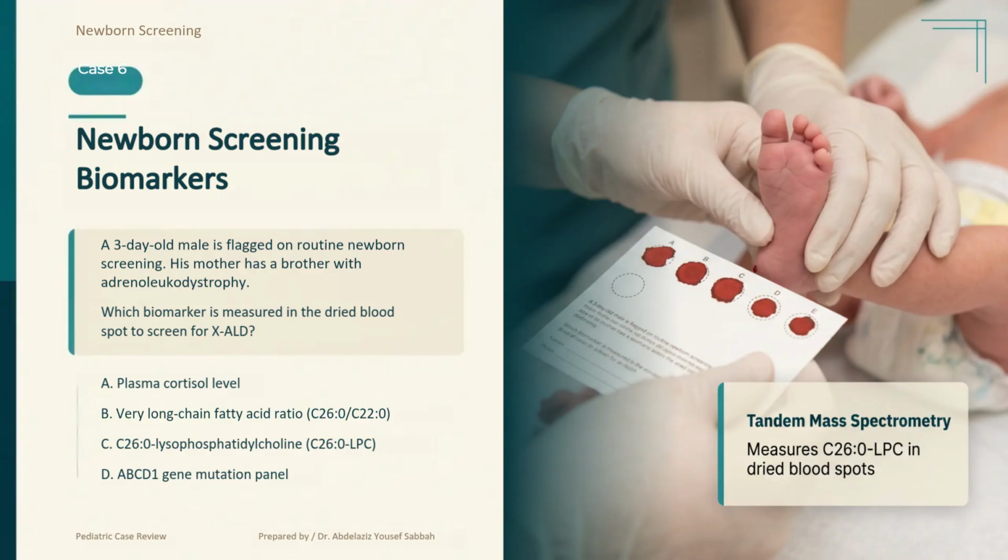Option A, plasma cortisol level. Option B, the very long-chain fatty acid ratio, that is C26 to C22. Option C, C26 lysophosphatidyl-choline, also written as C26-0-LPC. Option D, an ABCD1 gene mutation panel. Consider which marker is stable, measurable, and suited to high-throughput screening on a dried blood spot.